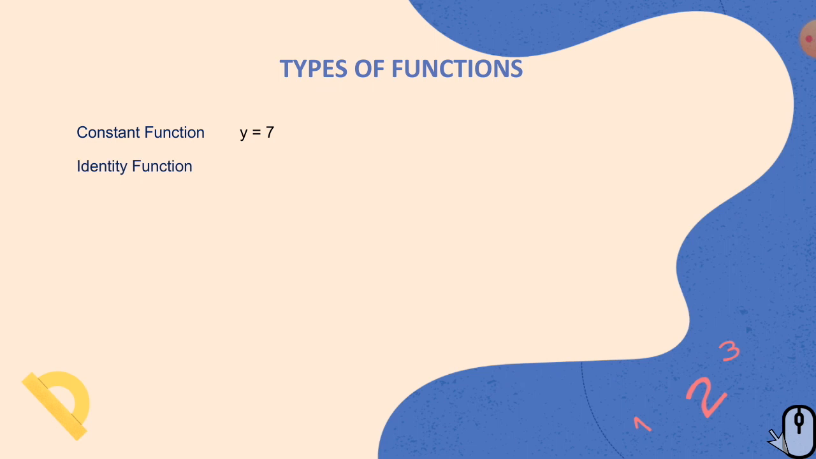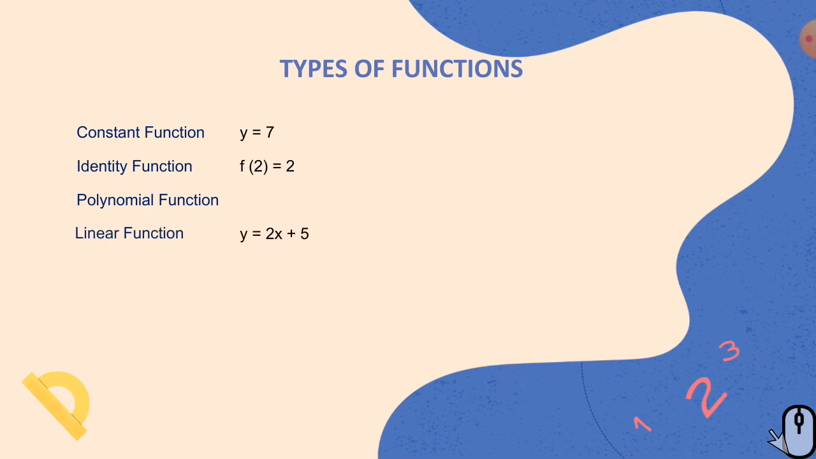Next is the identity function. Example is f of x is equal to x. So the value of x is the same. Next, polynomial function. So pag sinabi natin polynomial functions, those are the non-negative exponents. So dapat walang negative sa exponent, and ganoon din sa ating base. Next is the linear function.